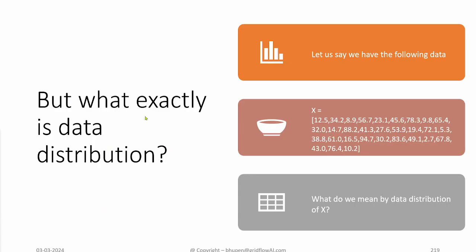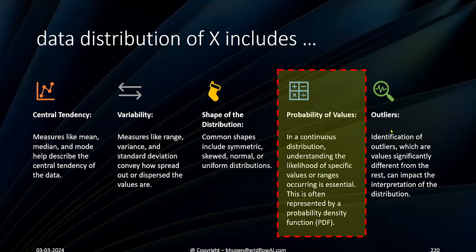So, what exactly is this data distribution? Simply, data distribution is nothing but the values, and these values are spread, and they are characterized by mean and standard deviation. So data distribution typically has central tendencies that we talked about, the dispersion, variability, variance, standard deviation, and shape of it, symmetry, skewed, and all that. In this particular video, we're talking about the probability of values.